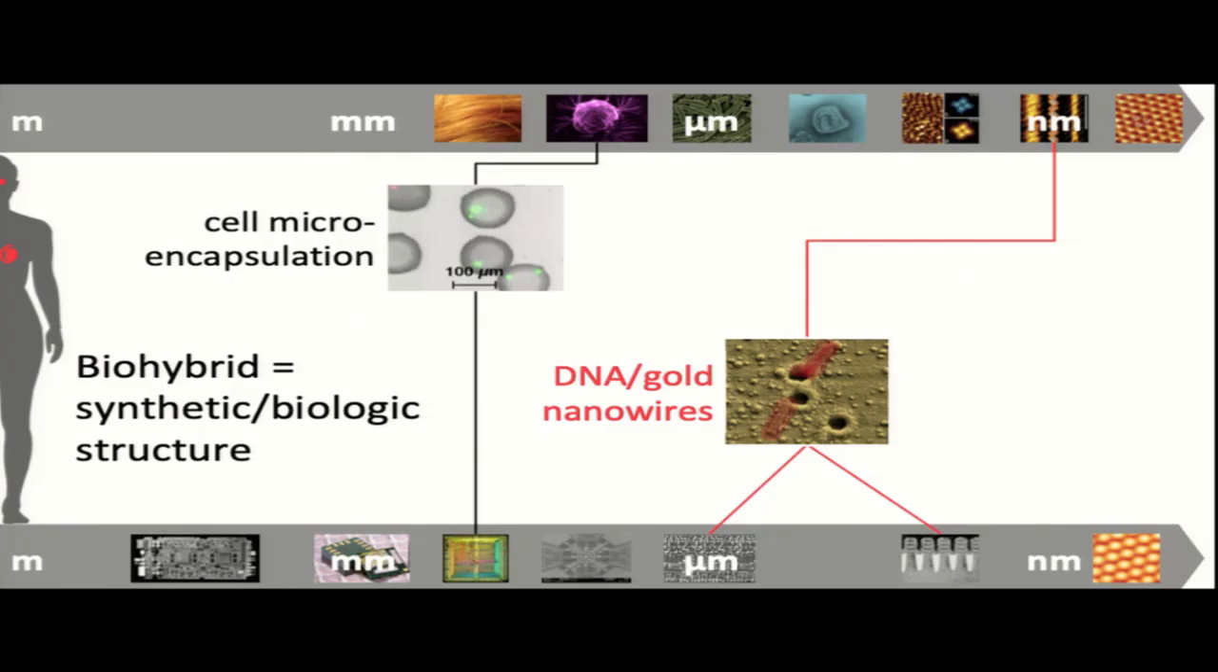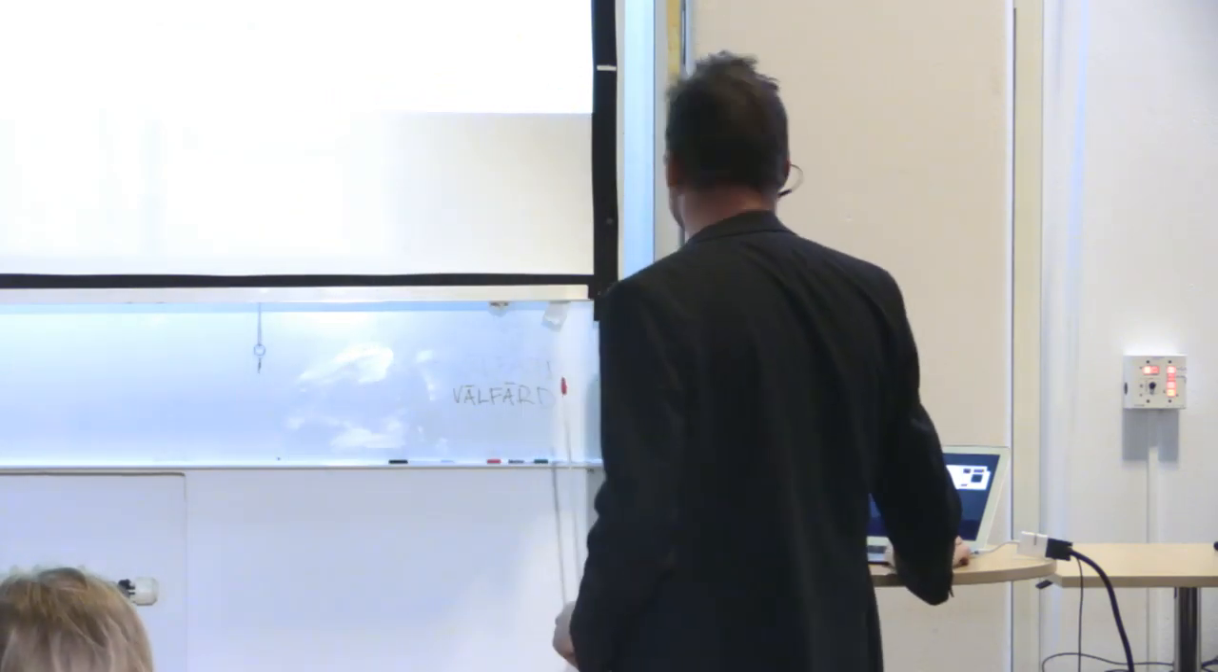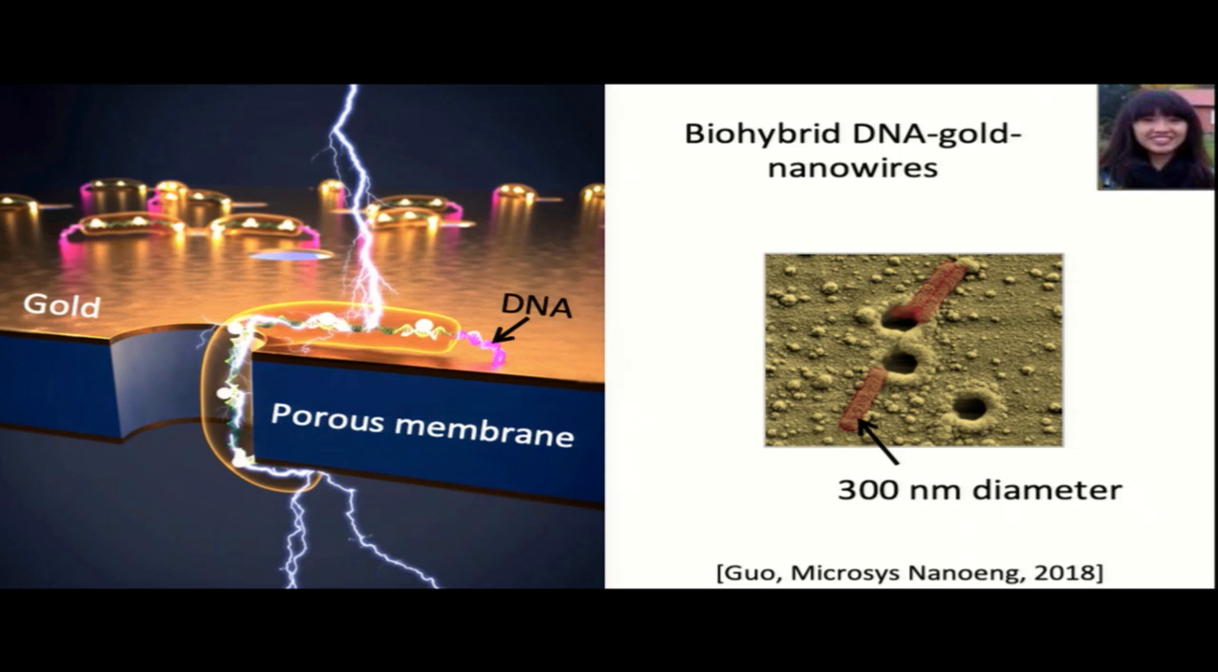That was the first example. A second example is 1,000 times smaller. Now we go from the scale of a hair to the scale of 100 nanometer, typically, where we make hybrid structures of DNA and gold, typically gold nanowires. And here on the left side, we see a cartoon of this, where we see a DNA strand going through the pore of a porous membrane to the other side, and on top of that DNA strand, we have coated gold. See that? On top.